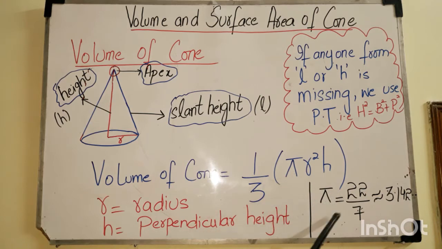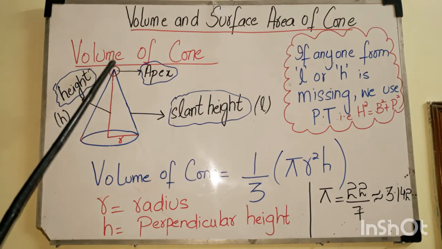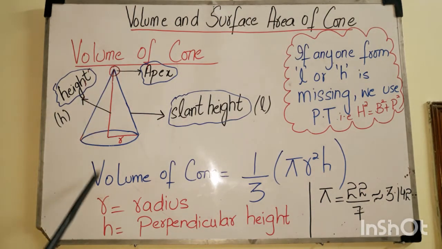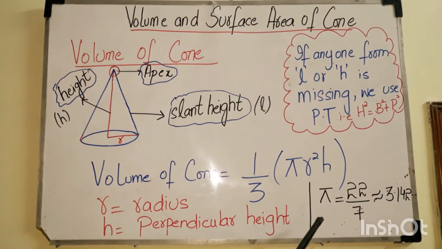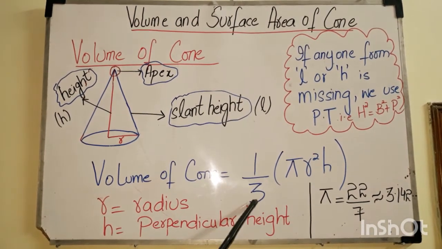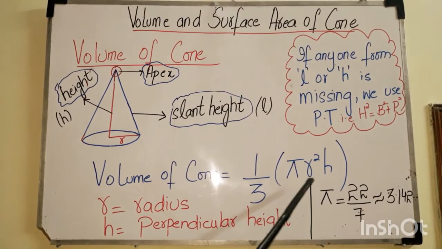What is pi? Pi is the value 22 by 7 or 3.142, a non-terminating decimal. What is r? R is the radius of the circle. The radius is the distance from the center of the circle to the circumference of the circle. And h is the perpendicular height, which I have explained, that height is the line from the apex perpendicular to the midpoint of the base. These are all the components of the volume of the cone. And what is the formula? 1 by 3 pi r square h.